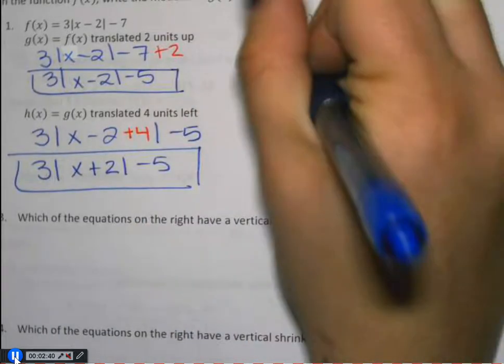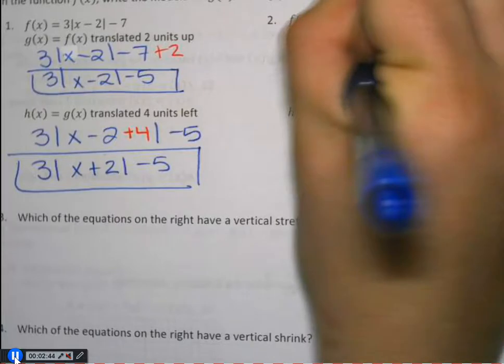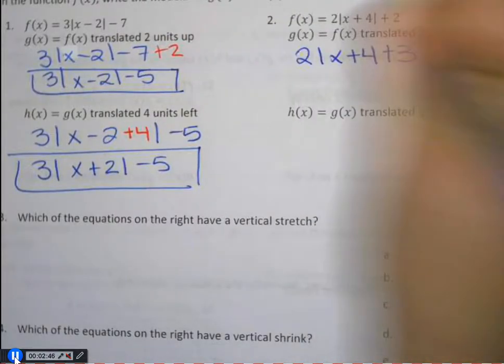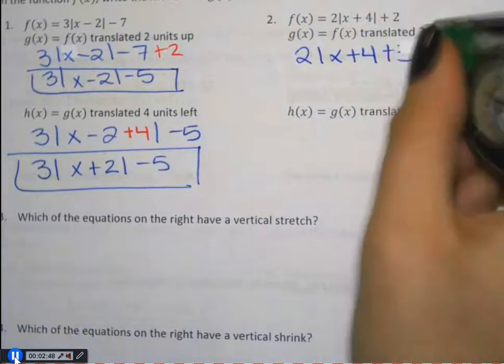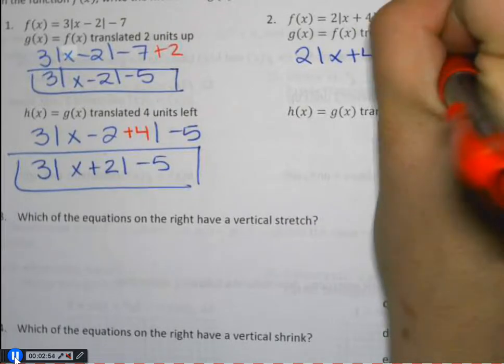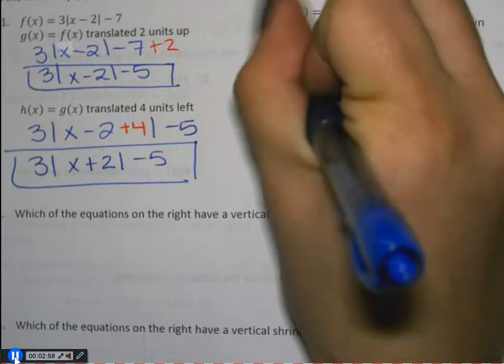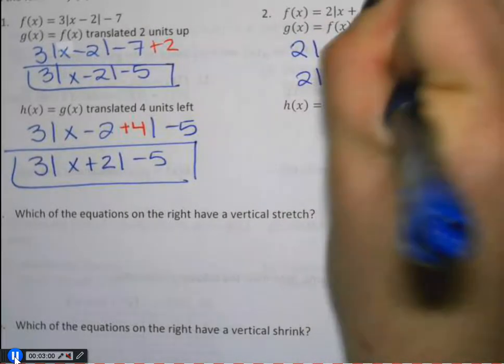Okay, number 2 works the same way. So this time it wants me to start off by going 3 units down. So down is outside, so I'm going to subtract 3 from the outside. I'm going to show my steps, Jerry. So I subtract 3. And then it's 2 absolute value x plus 4 minus 1.